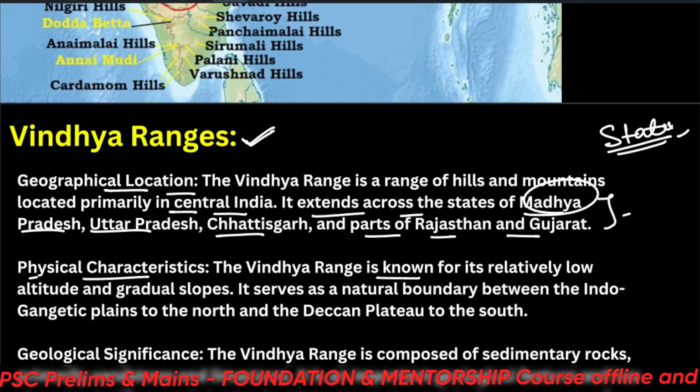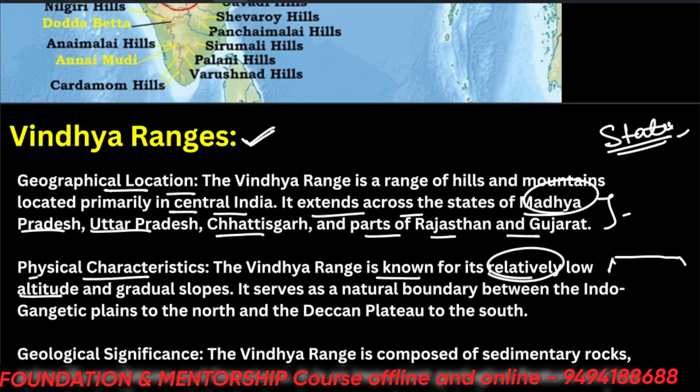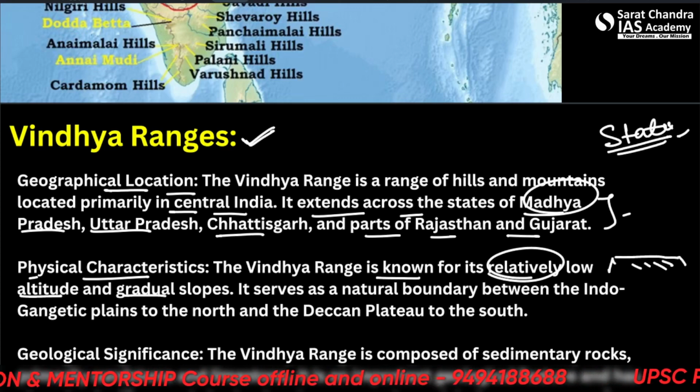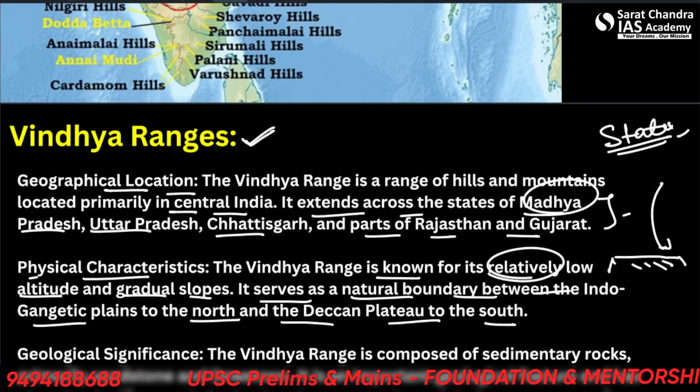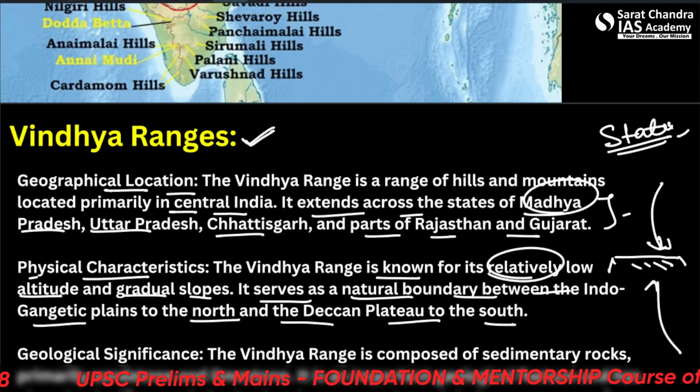So they are known for their relatively low altitude. That means the elevation is relatively low, with gradual slopes. It serves as a natural boundary between the Indo-Gangetic Plain to the north and the Deccan Plateau to the south. So it serves as a basic boundary between the north and south.